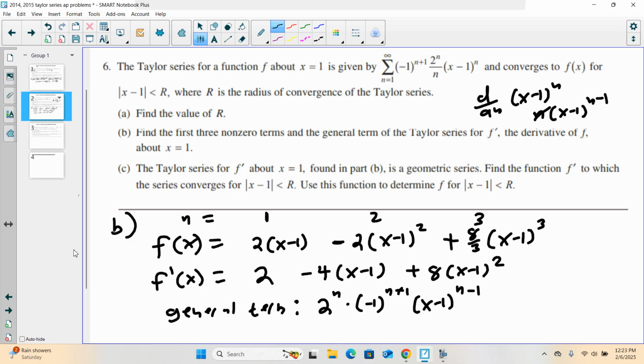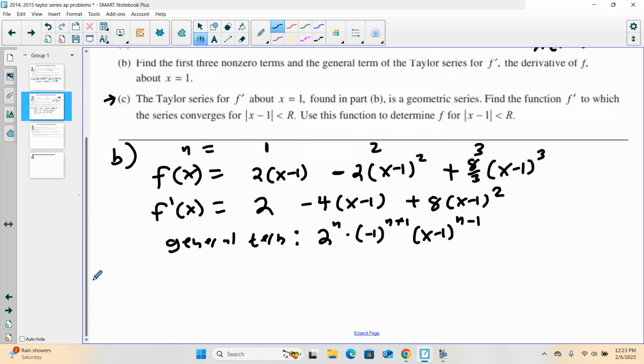Okay, so that is part B. Let's go on to part C now. And part C is going to rely on part B, so I'm not going to erase this work that we just did. The Taylor series for f prime about x equals 1 that we just found is a geometric series, okay? So we've studied geometric series. We know their properties. Find the function f prime to which the series converges on our radius of convergence. And use this function to determine what f is on that radius of convergence, okay?